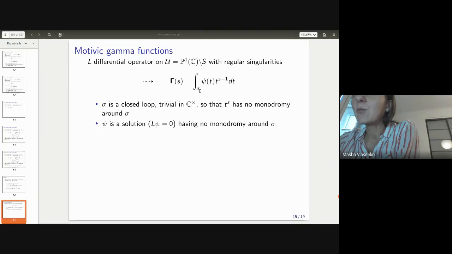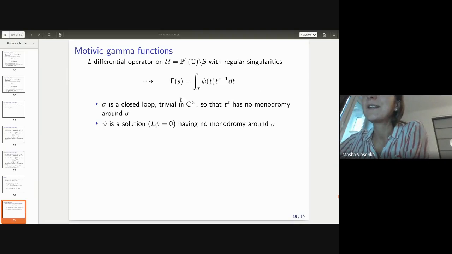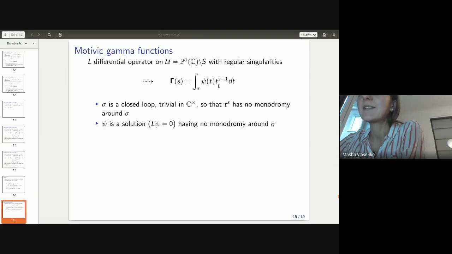You can break the loop at any point, parameterize, and compute the integral. And it's so well defined that it makes sense for any number s here. So it's actually an entire function. We attach to the differential operator a bunch of entire functions. Well, it's infinitely many entire functions, but let's see how many.